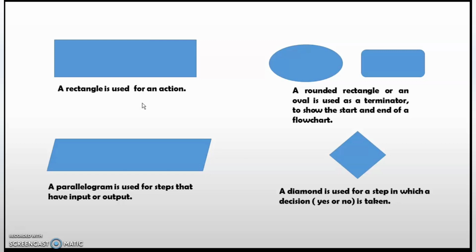A diamond is used for a step in which a yes or no decision is taken. This is the important one. So the diamond is used at those places where we need to decide yes or no. We need to decide between these two only. The condition will be either yes or no, and in that case only we will be using the diamond.